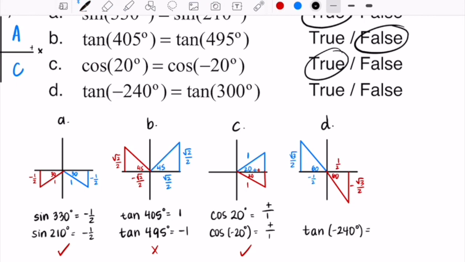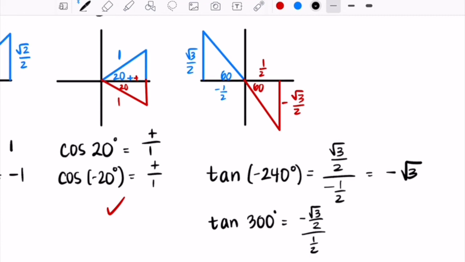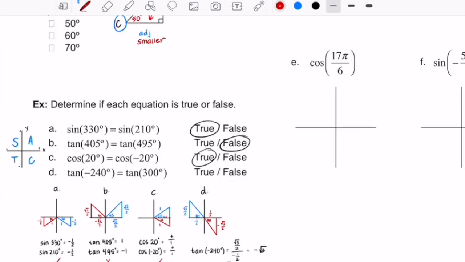And so here the tangent of negative 240 degrees would be the square root of 3 over 2 divided by negative 1/2. You would copy dot flip, the 2's would cross out, and so you get negative the square root of 3. And then when you do this last one, the tangent of 300 degrees, you're going to get negative the square root of 3 over 2 divided by positive 1/2. You would again copy dot flip, the 2's would cross out, and for this one you would also get negative the square root of 3. And so the answer for this question is yes, they are equivalent, and so the answer for D is true.